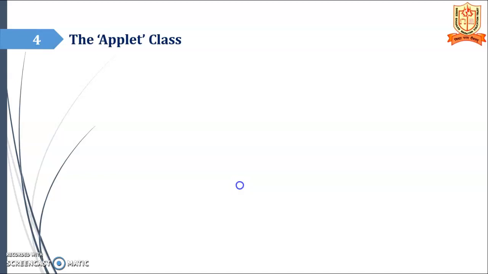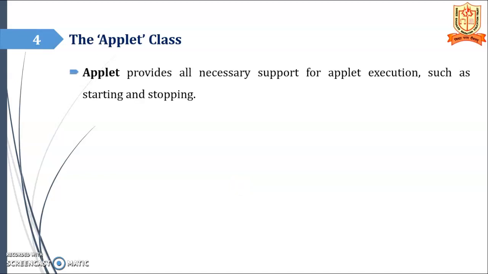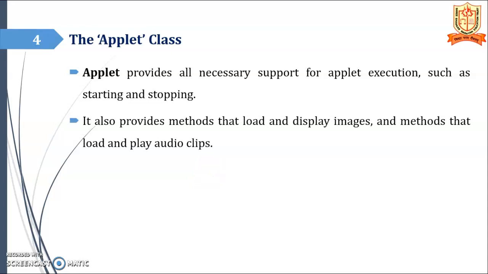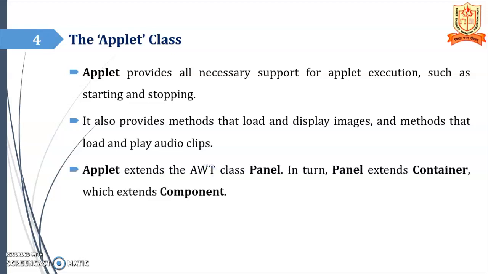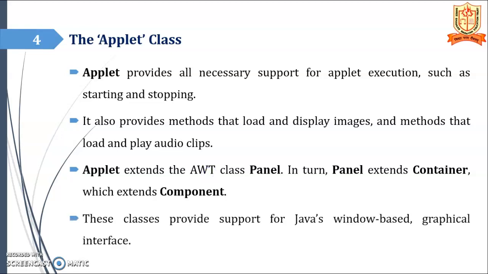Next is the Applet class. Now, this class provides all the necessary support for applet execution, such as starting and stopping of an applet. It also provides different methods which can load and display images. Also, there are different methods which can load and play audio clips. Applet extends the AWT class Panel, which in turn extends Container, which also extends Component. These classes provide the support for Java window-based graphical interface.